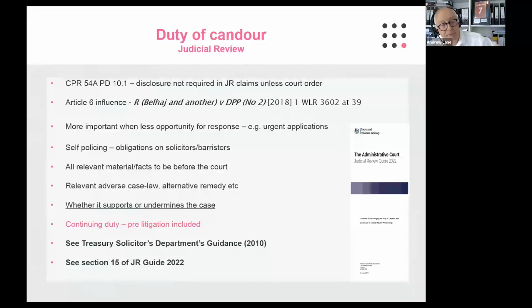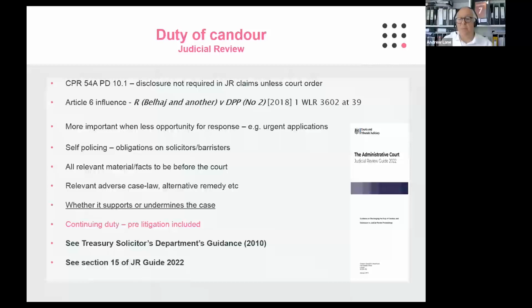And similarly, if you're arguing about the suitability of accommodation, you'll be obliged to tell the court about the rights to seek a statutory review under Section 202 of the 1996 Housing Act, and ultimately, if necessary, an appeal under Section 204. And of course, the duty is a question of whether it supports or undermines a case. It's not just a one-sided one for obvious reasons. Indeed, in many cases, it's even more important that the court is aware of the negative side of your case, even if you say that ultimately your argument trumps those downsides. Matt will deal with the question of it being a continuing duty.